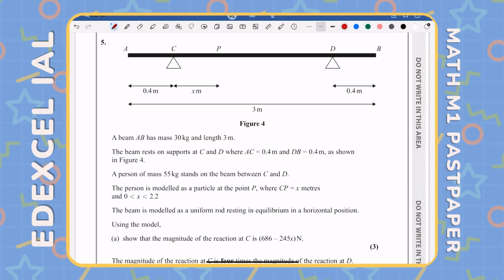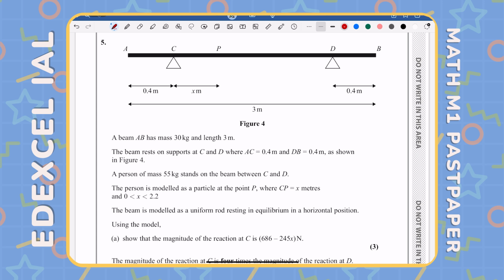Okay, now we're solving question number 5. Let's see, which seemingly is a question about moments. Let's see what it says. A beam AB has mass 30 kg and length 3 meters. The beam rests on supports C and D, where AC is equal to 0.4 and DB is equal to 0.4 as well. A person of mass 55 kg stands on the beam between C and D.